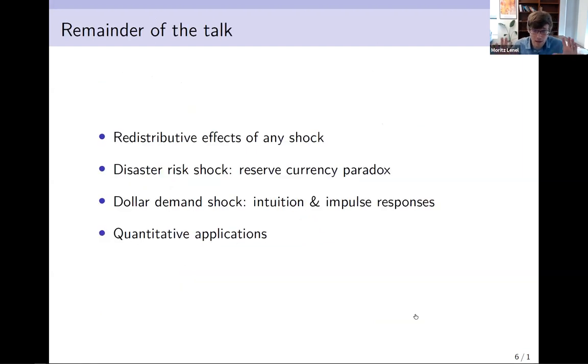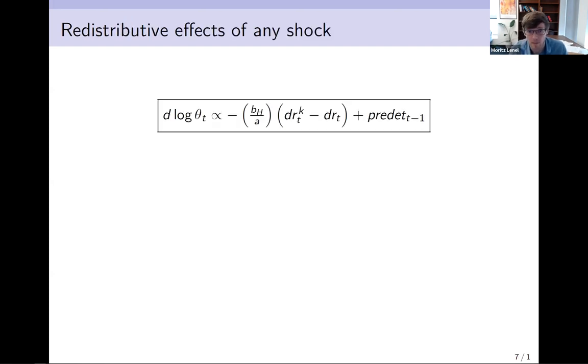So in the remainder of the talk, I want to give you a very quick overview of how any shock in this setting redistributes wealth. Then I'm going to show you what a disaster risk shock does in our model. And then naturally the reserve currency paradox is going to emerge, as it would in response to a growth shock. And then I'm going to show you why the dollar demand shock can get these co-movements right, both through some intuition and then similar impulse responses. And then I'm going to take the model to some quantitative applications and show how the model is able to quantitatively match those features in the data that I talked about in the beginning.